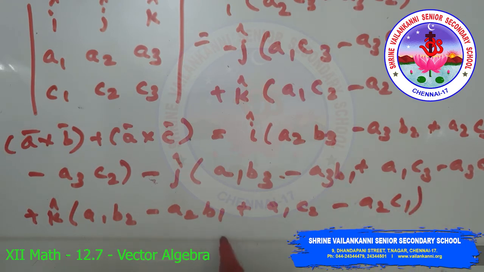So LHS is equal to RHS: A cross (B plus C) is equal to A cross B plus A cross C.